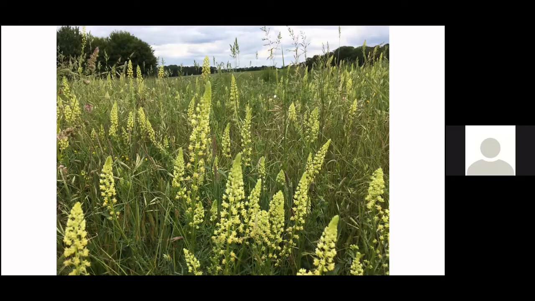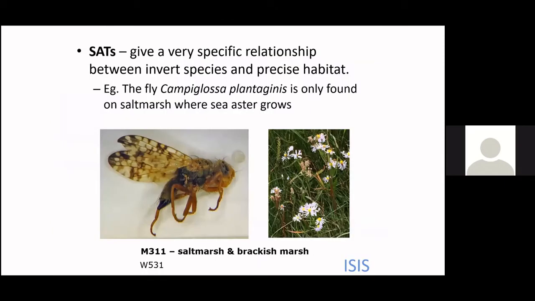So that gives you a background to the sites we're going to be talking about when we get onto the website. So a reminder that SATs give a very specific relationship between the invertebrate species in question and the precise habitat that it's found on.